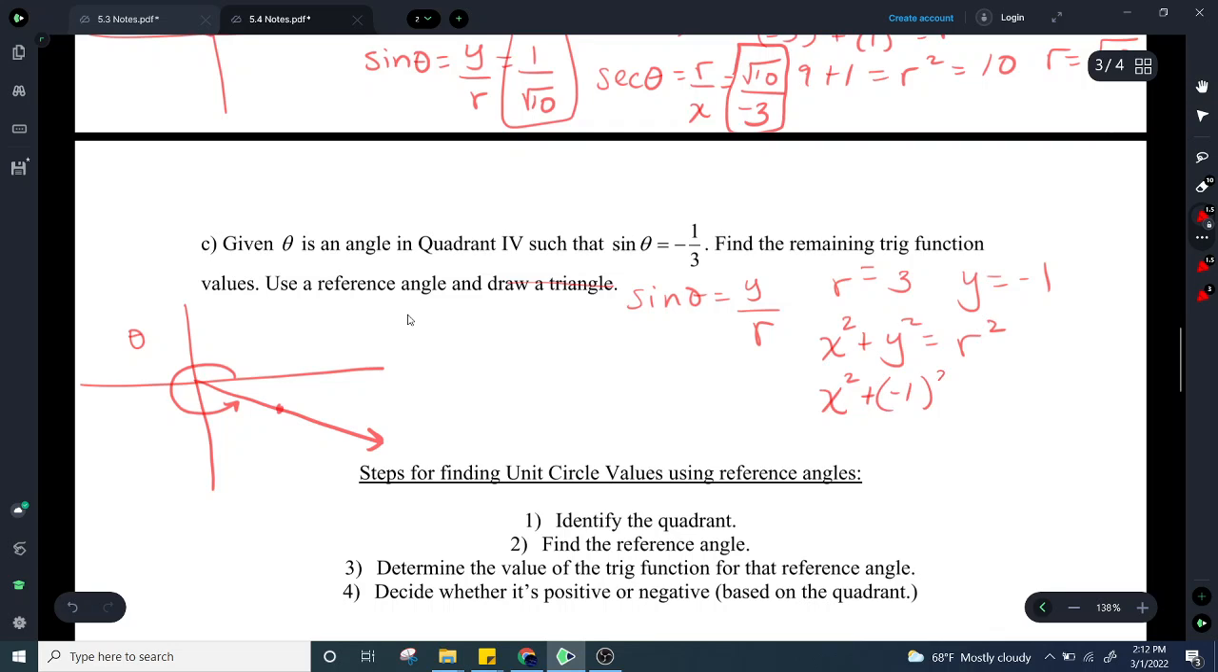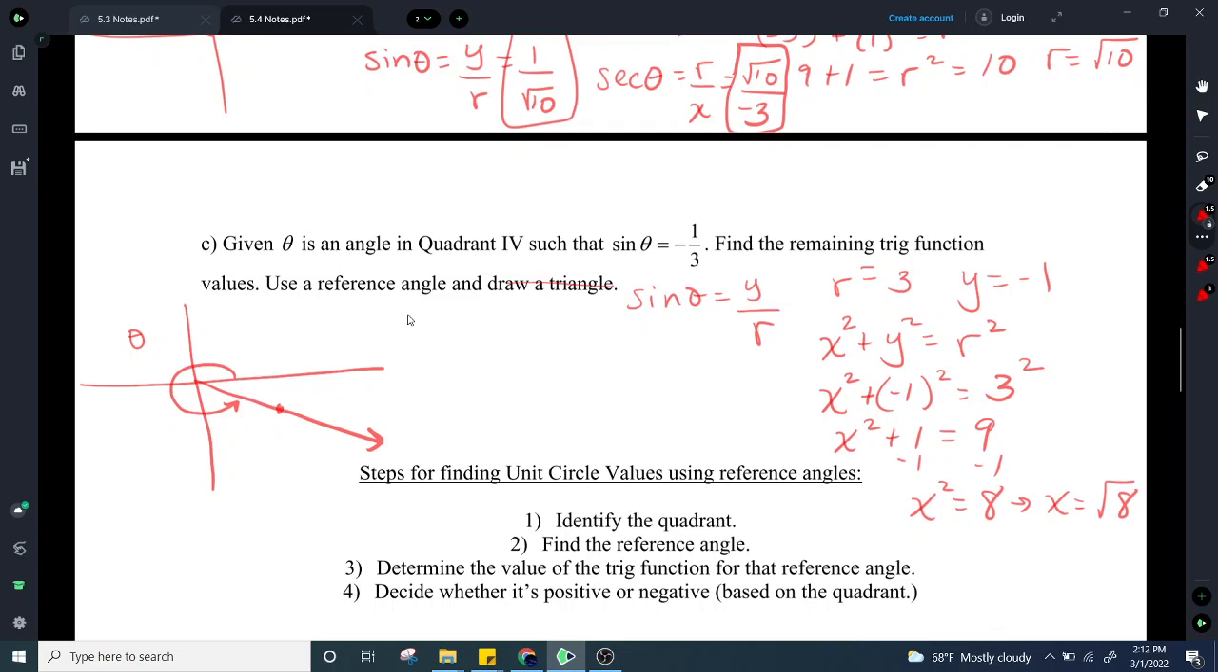Y is the -1. So we get x squared plus, well, sorry, wait a minute. I forgot to plug in r. Let's do that. We need something there. R we just said was 3. So let's put our 3. Here we go, 3. So x squared plus 1 equals 9. Subtract 1. So x squared equals 8, which means that x is equal to the square root of 8. I realize that simplifies, but I'm going to leave it square root of 8 for now.